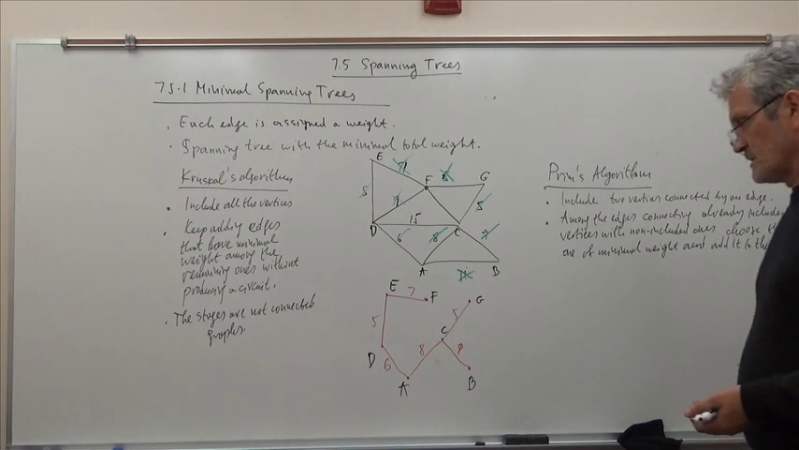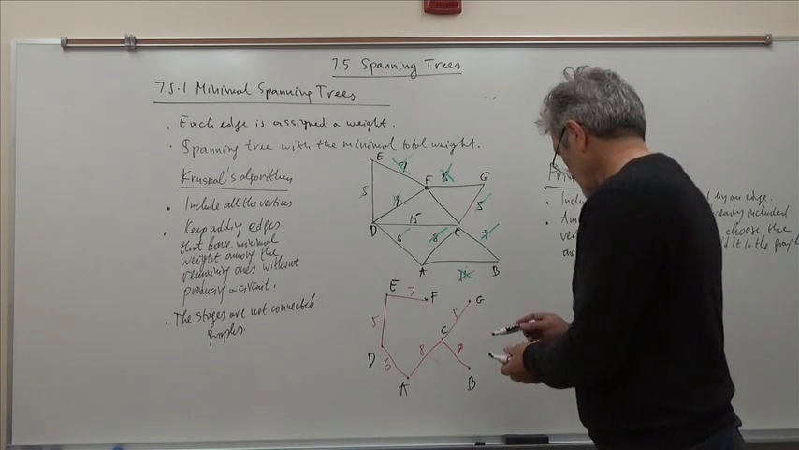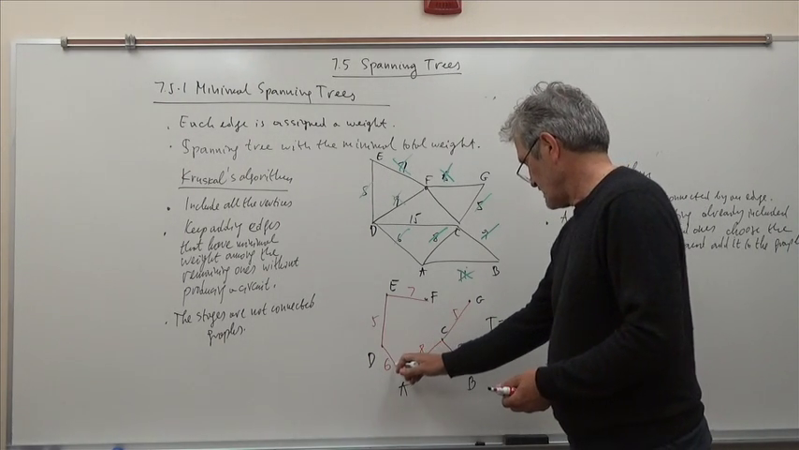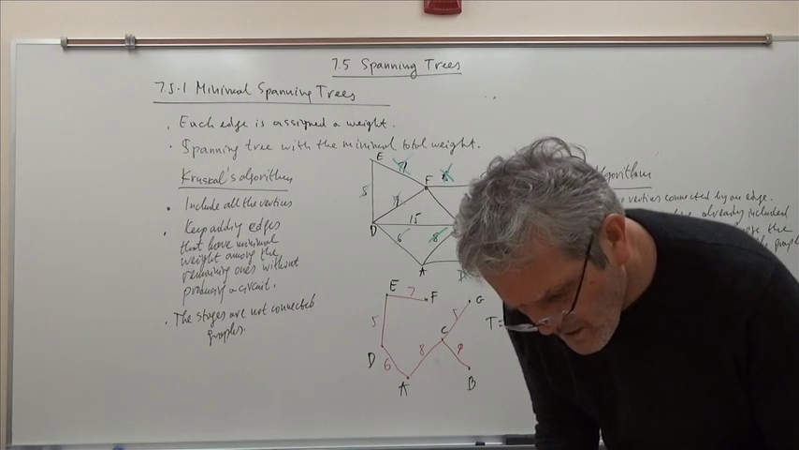So here it is. Here's your minimal spanning tree using Kruskal's algorithm. What is the total weight? Total weight is what? 14, 22, 28, 35. Total weight is 40. Let me check with mine.